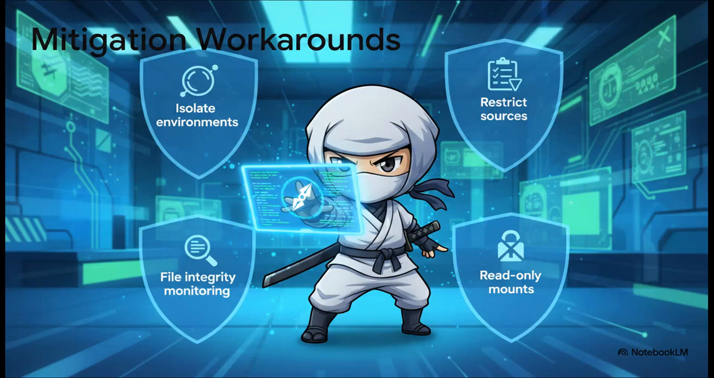Now, I know some of you can't patch this second. If that's you, listen very carefully. These are your essential stopgap measures. Isolate your build environments, lock down your APK sources to only trusted, verified origins. Get file integrity monitoring running on your critical host directories, and use read-only bind mounts for any sensitive host paths. These are essential controls until you get that patch deployed.